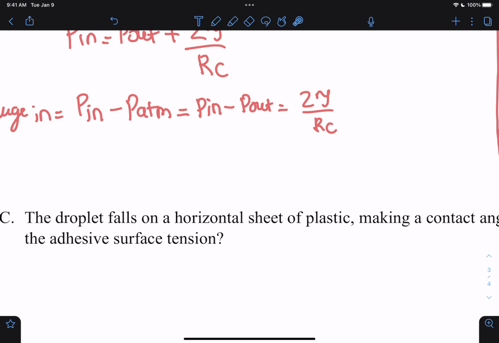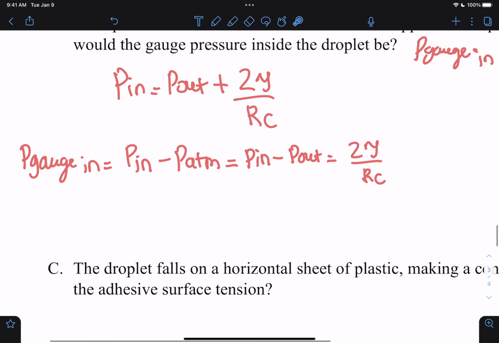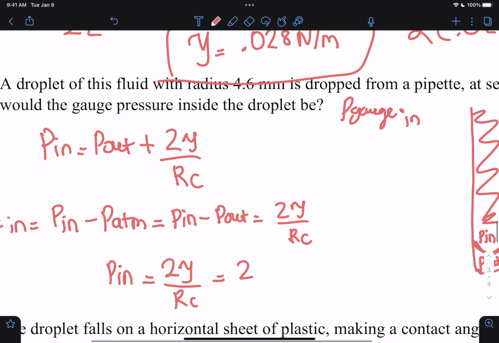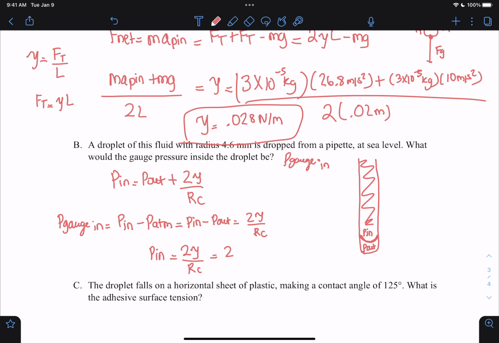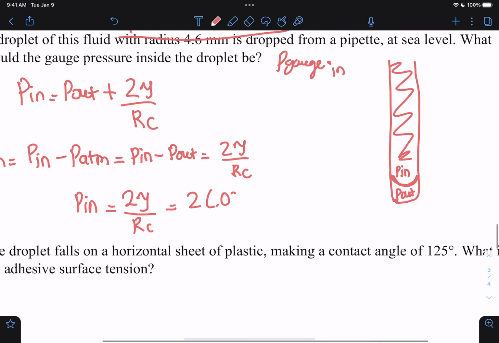Like I said, if we wanted to figure this out in terms of gauge pressure, which is a lot easier and a lot quicker, then we can just say P out is 0 in terms of gauge pressure. And then P in is equal to 2 times your surface tension divided by radius of curvature. Surface tension was what? 0.028 newtons per meter.